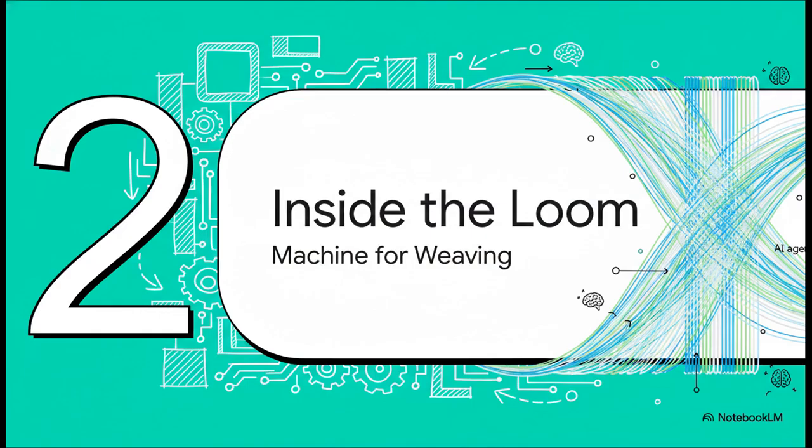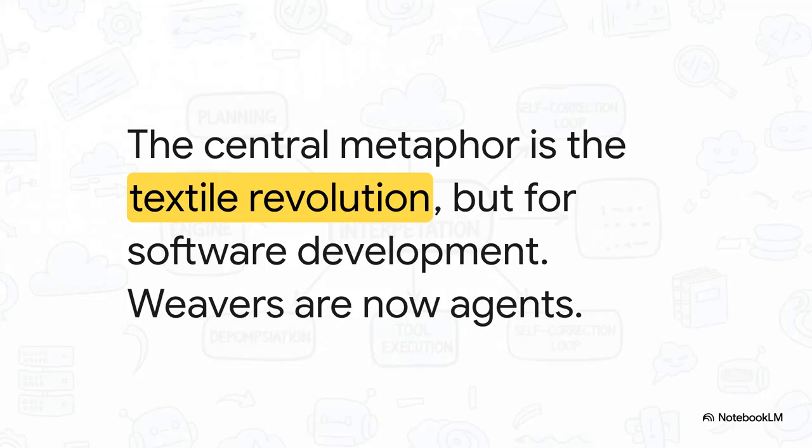Section 2, inside the Loom. This is where we get to see how all this theory becomes a real practical system. This is what brings it all to life. Now, to really wrap your head around this, you have to appreciate the metaphor, because it's perfect. Think back to the Industrial Revolution and how the mechanical loom totally changed how we made clothes. Loom, the system, aims to be that exact same kind of revolutionary machine, but for weaving software.